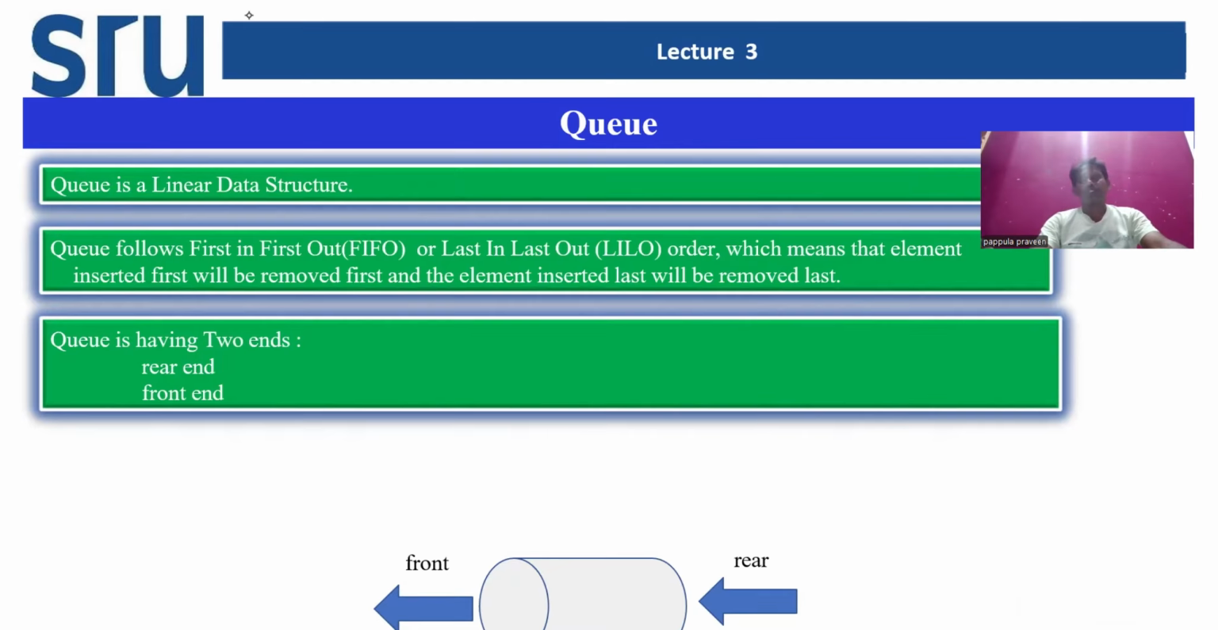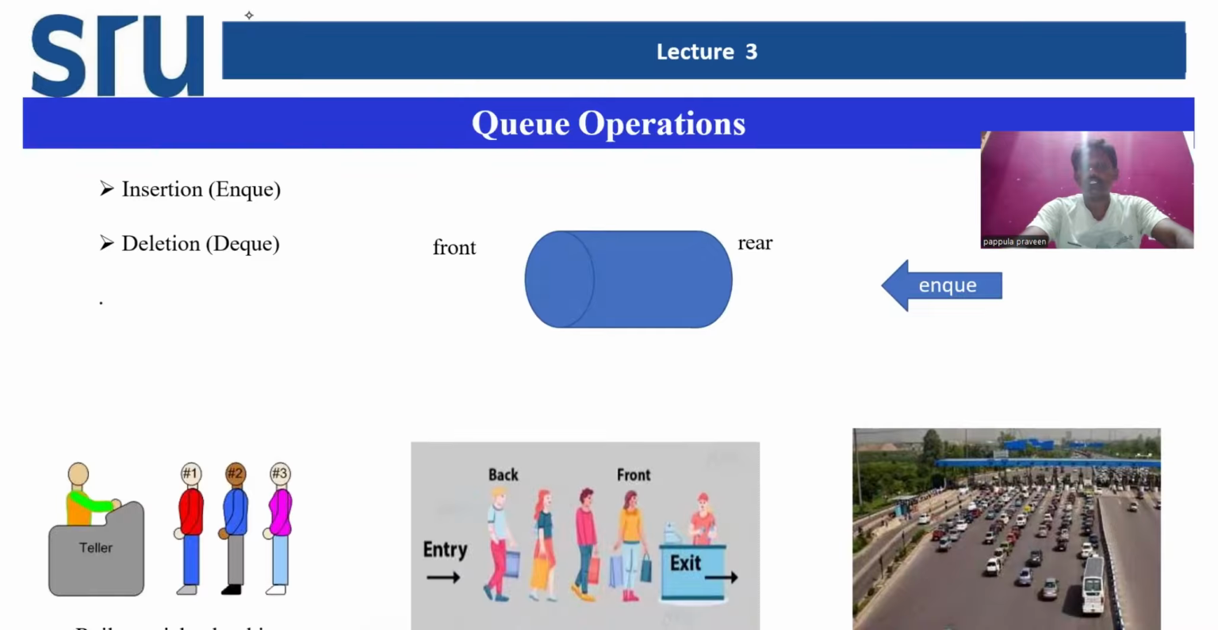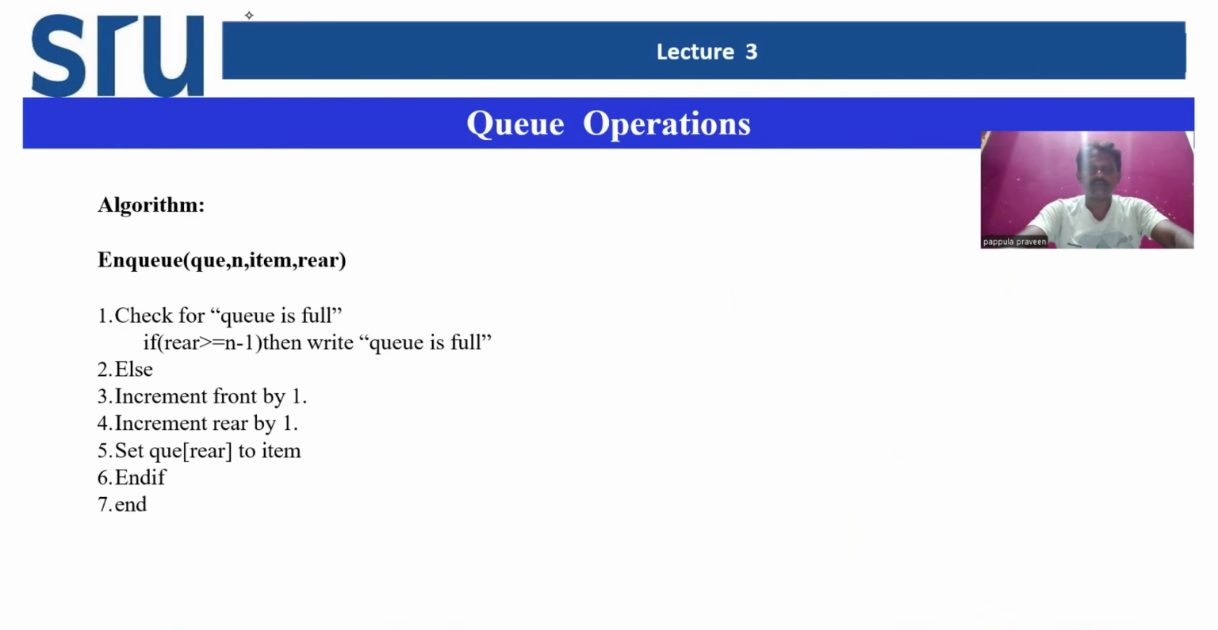Another operation is the peek operation. In peek operation, we have to print the rear value, right? So how many endpoints do we have? One is front, another one is rear. Now the insertion is called Enqueue, deletion is called Dequeue. So we have 2 endpoints to observe here. The examples are railway ticket booking, the shopping mall, and the toll gate.